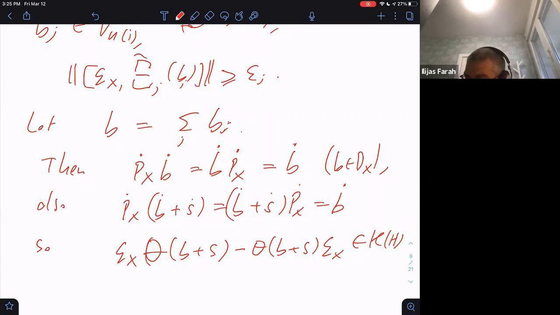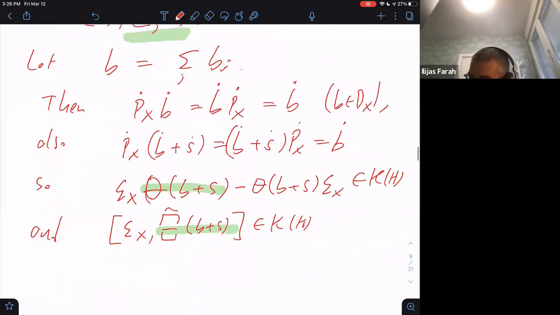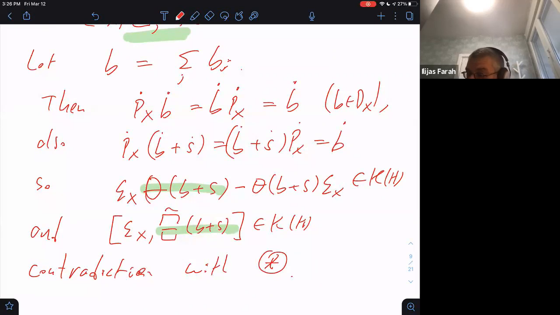Okay, but what that means is that Qx times this theta tilde of (b plus s), actually I can just write it this way, that the commutator of this belongs to the compacts, right? And the reason for that is that this and this are equal modulo the compacts. All right, but what is theta tilde of (b plus s)? Well, it is the sum of these guys here, right? So what that means is that we get a contradiction, right? But let's call this star. So this is a contradiction with star.